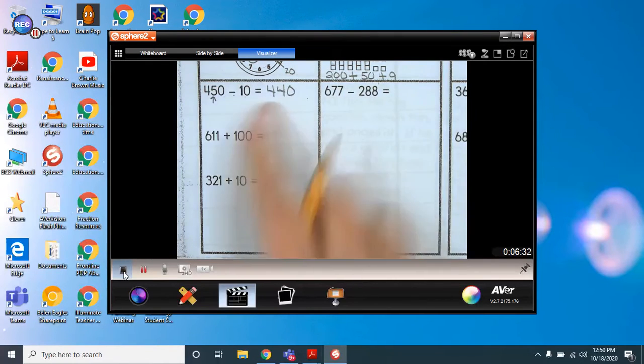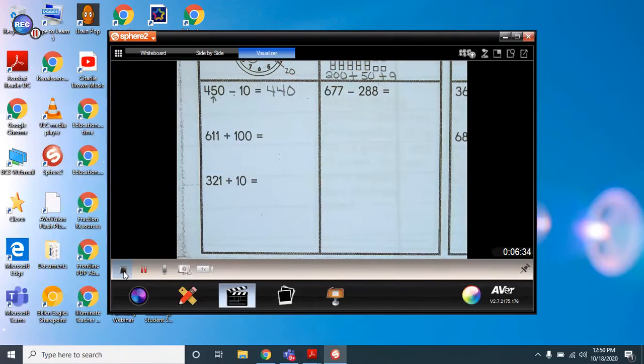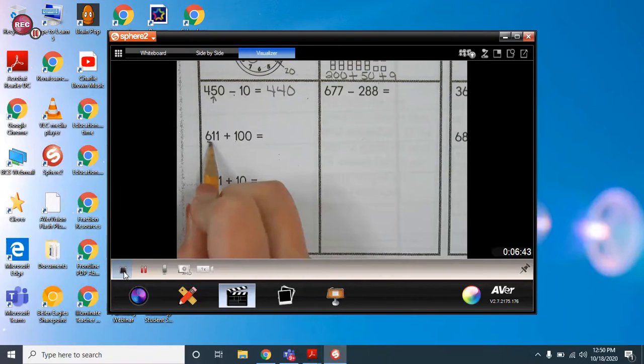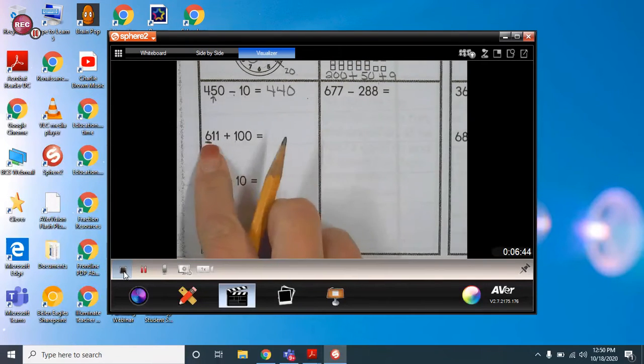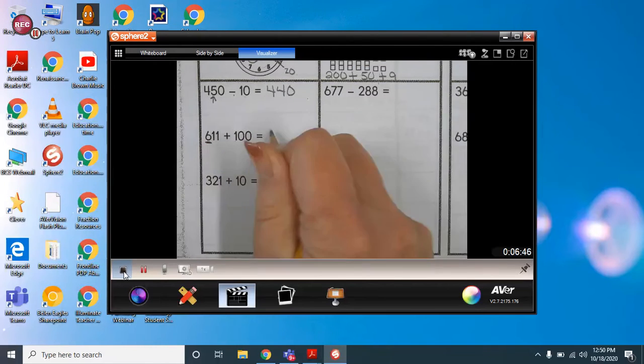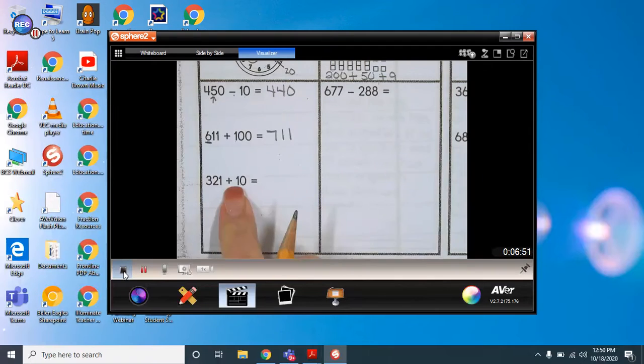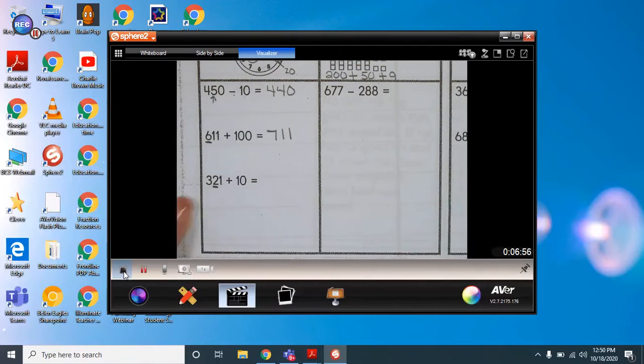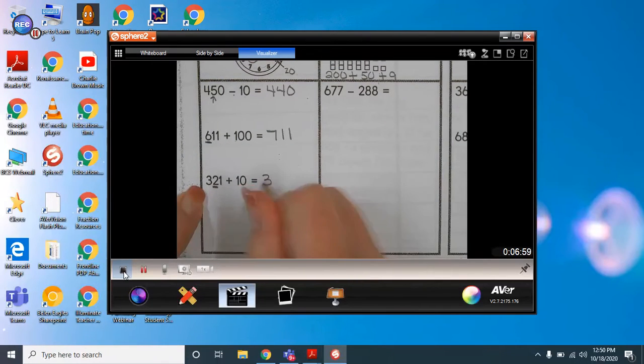That's basically one of our second grade standards, which was you should be able to add or subtract 10 to any number. Here we're going to add 100 to this hundreds place here. If we're adding one more 100 to 600, that would be 711. And if we were going to add a 10 to this 20 in our tens place, one more 10 after 20 would be 30. So we would have 331.